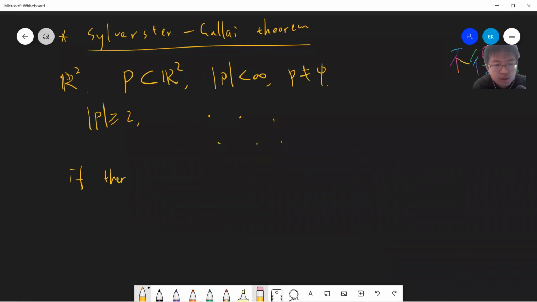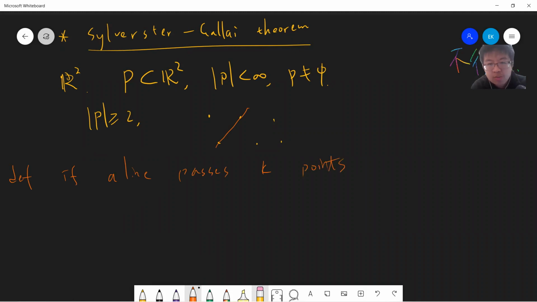For a given configuration, you can draw a line. So the definition: if a line passes k points in P, where the points in P are distinct, then this line L is called k-rich. For example, this is 2-rich, and this line is 3-rich. So this is 3-rich, this is 2-rich.